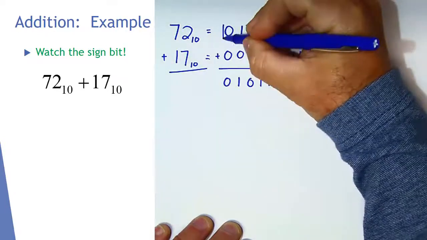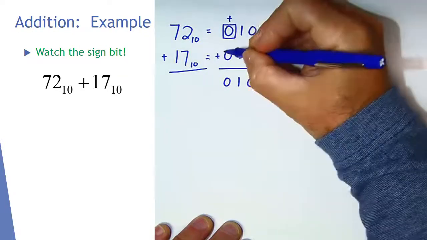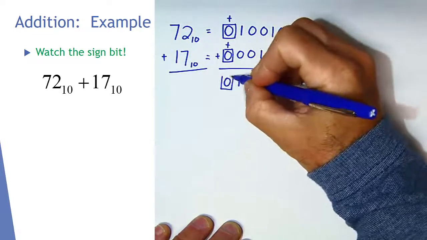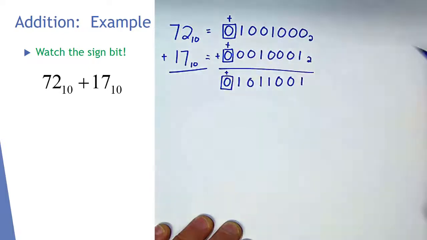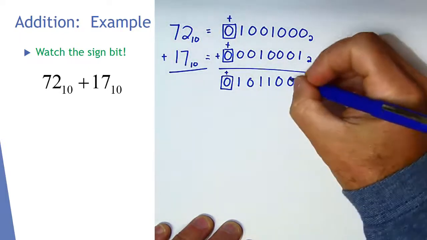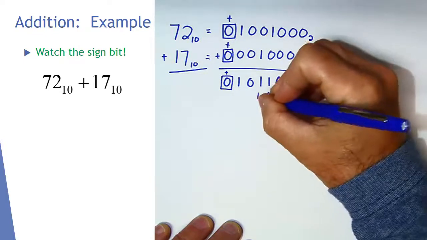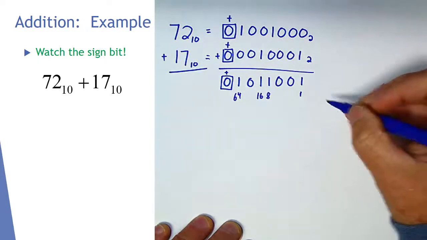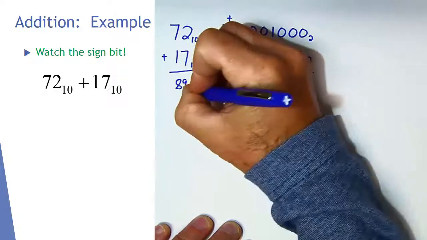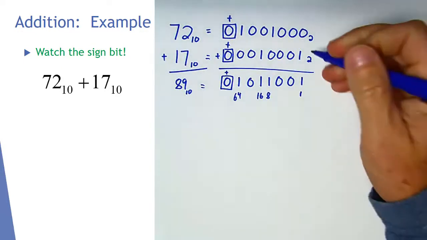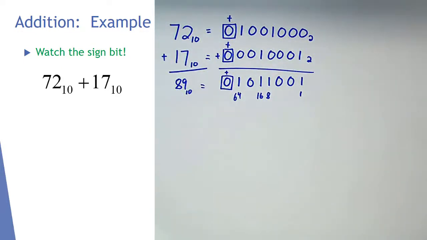Both of those numbers were positive because their sign bits were 0, and we get a positive number because the sign bit is 0. And what positive number is that? That's 1, no 2's, no 4's, 8, 16, no 32's, and 64. If you add those up, you get, no surprise, 89 base 10. That's a pretty easy case because they were positive, but let's look at some values where not all the numbers are positive.